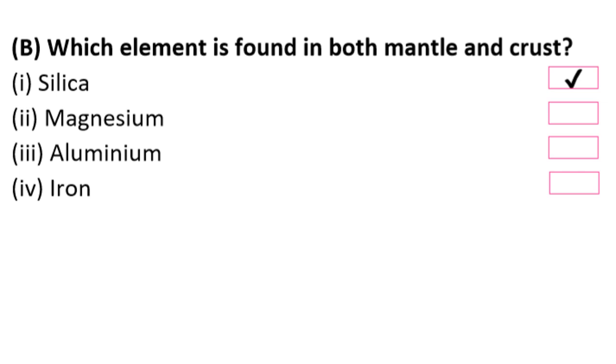B. Which element is found in both mantle and crust? First, silica. Second, magnesium. Third, aluminium. Fourth, iron. The answer is silica.